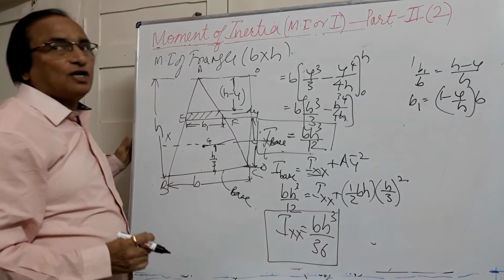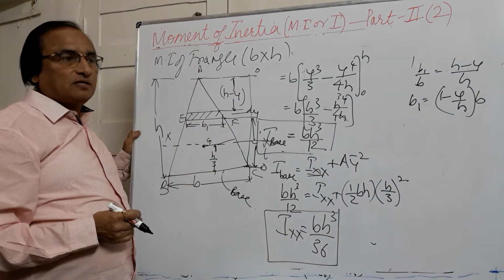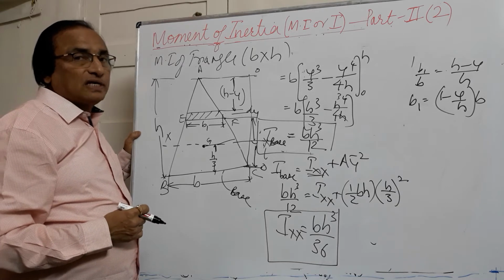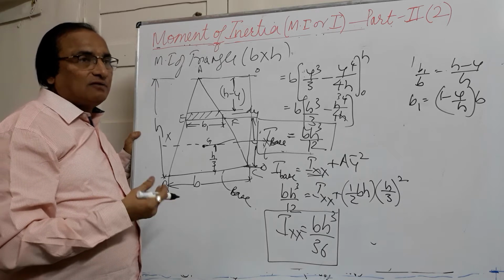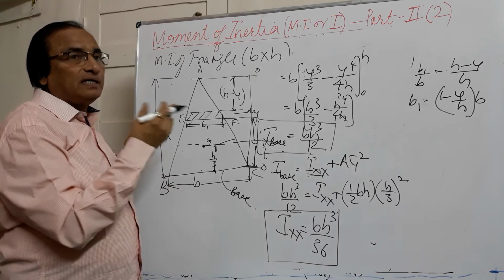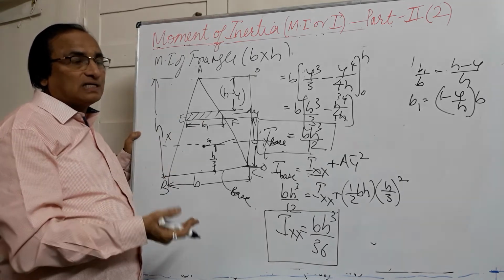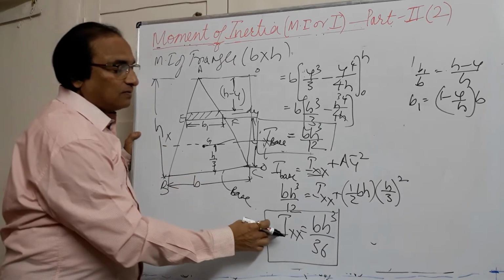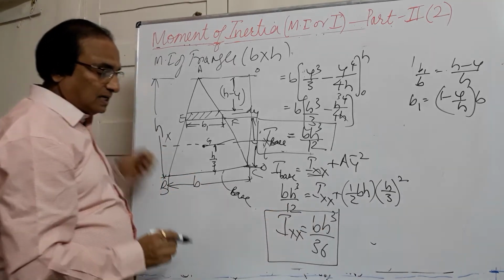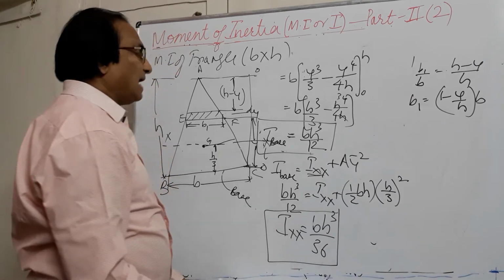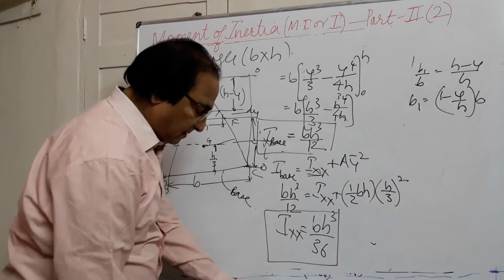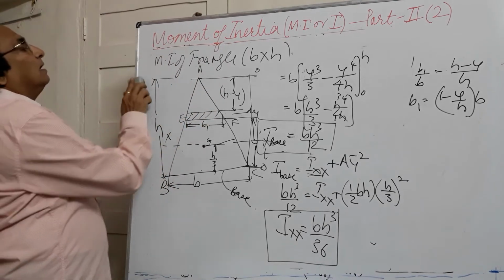So the moment of inertia of a triangle about its centroid is given by bh cube by 36. See, for a triangle we take 1/3, rectangle is b d cube by 12. So 12 threes are 36 for the triangle. So that way you can remember bh cube by 36. This is the moment of inertia of a triangle of base b and height h. So we will go further to another figure.